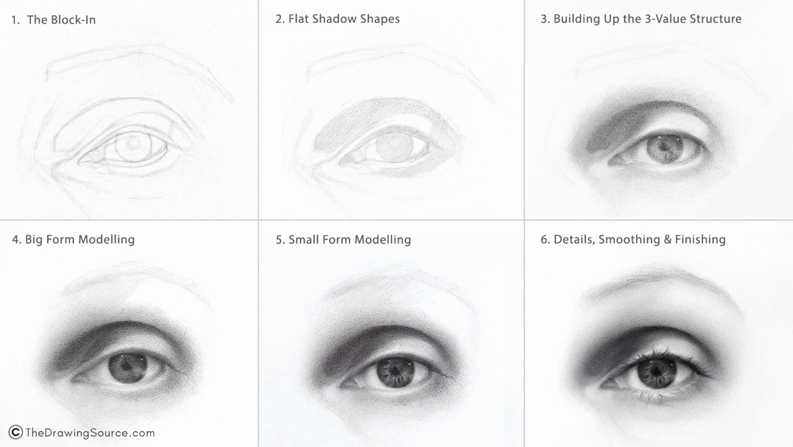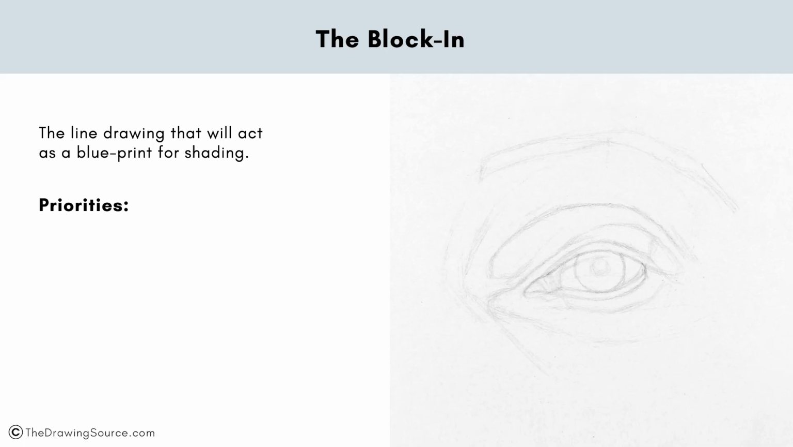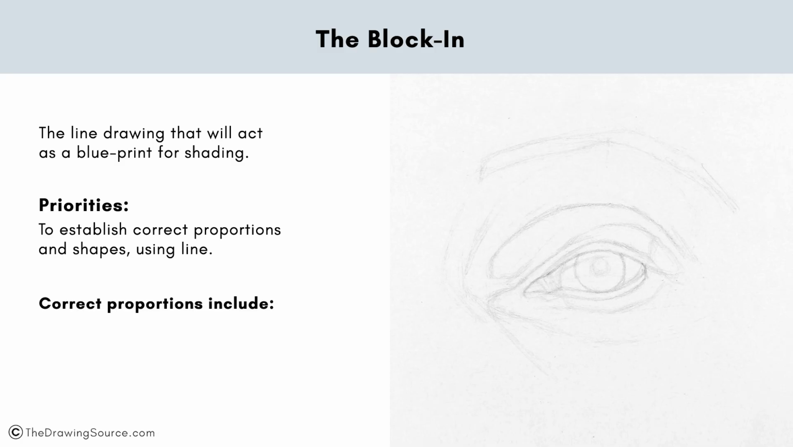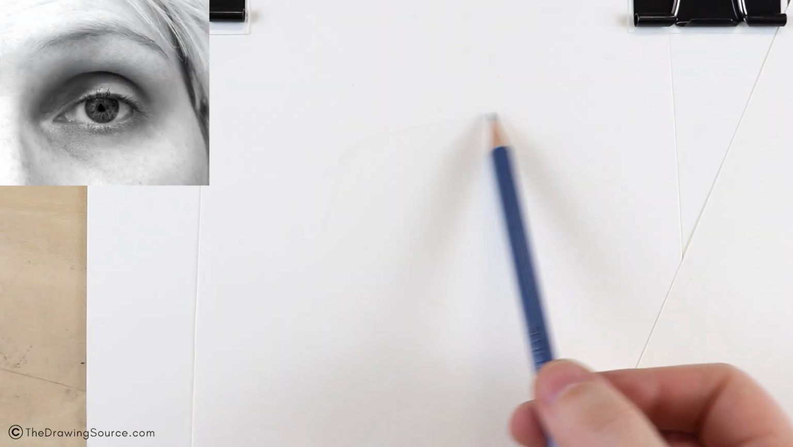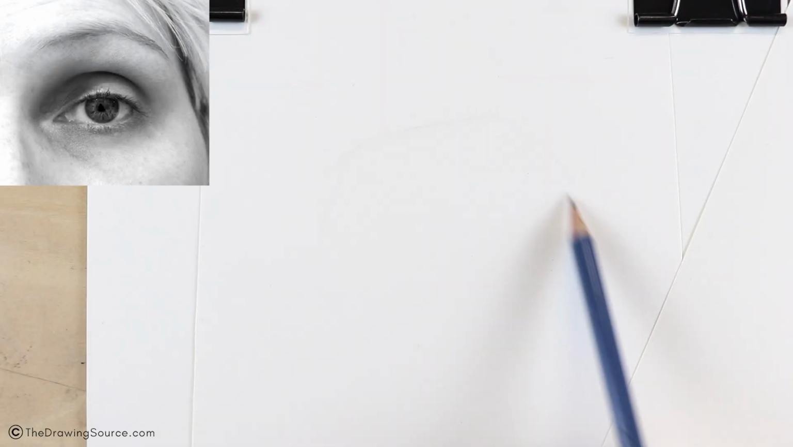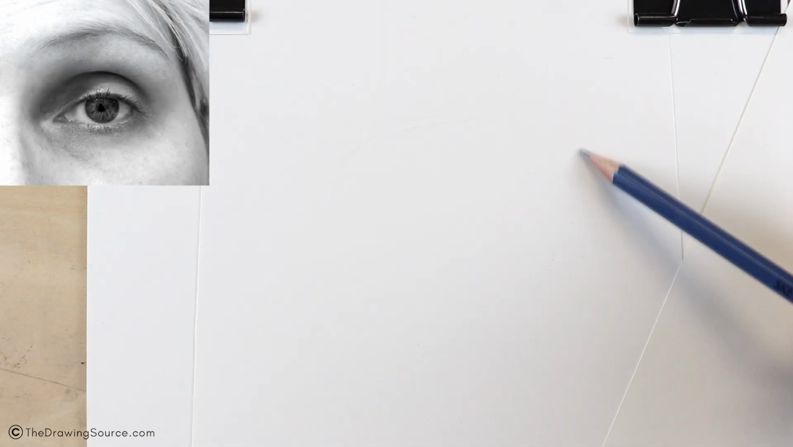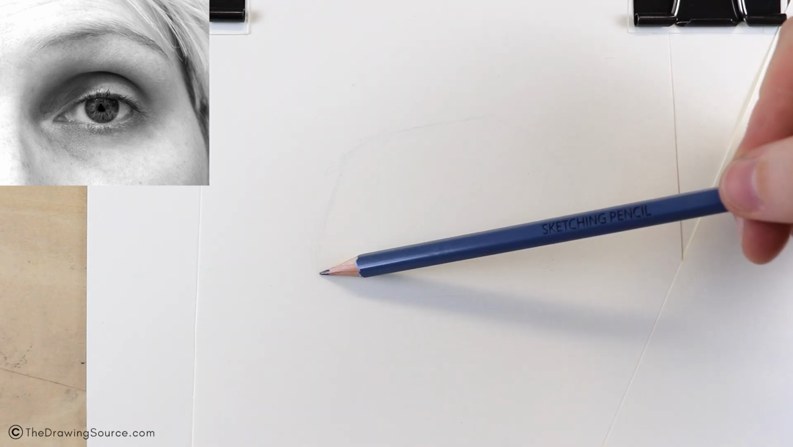Our first stage is the block-in. This is the line drawing that will act as a blueprint for shading. Our priority here is to establish correct proportions and shapes using line. Correct proportions include the tilt of the eye, the widths and heights of the eye, and where specific angle changes occur. I start by lightly indicating the larger overall shape of the entire eye, just so I can place it where I want it to be on my page.